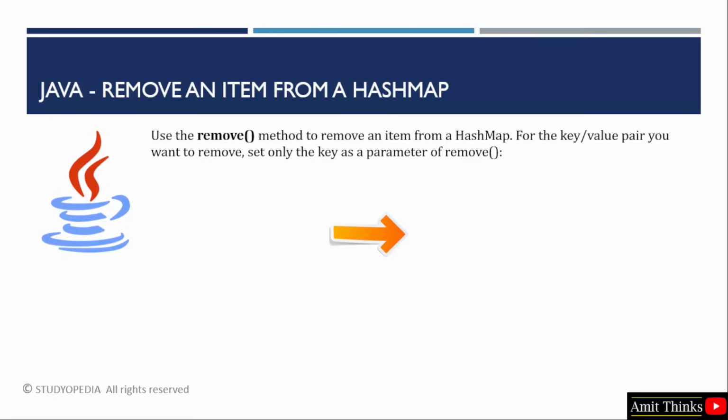So as a parameter of the remove method, you only need to mention the key to remove it. Okay, so in our case, our key was the player name. So we just need to mention the player name to remove the entire key value item. That is the key value pair. So let us see the examples one by one.